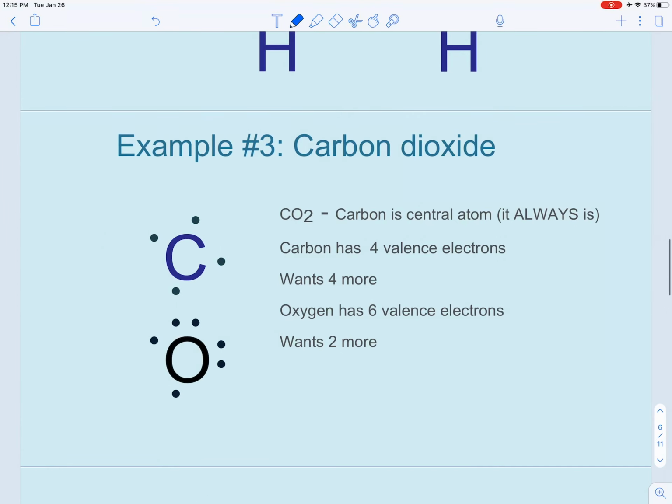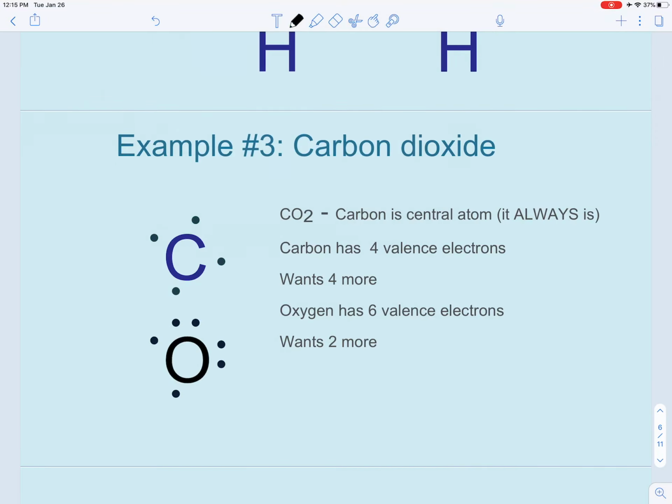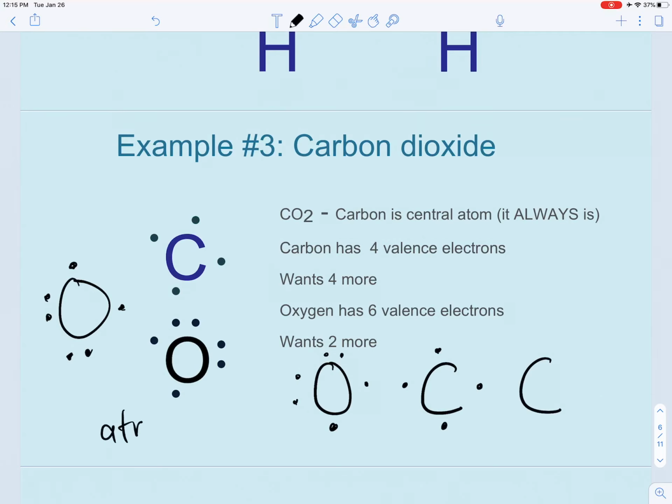Let's try carbon dioxide. So carbon dioxide here, I'm going to redraw these. So carbon is going to go in the middle. So carbon is usually the central atom. Oxygen, 1, 2, 3, 4, 5, 6. And again, make sure you're drawing each atom as well. So those are the atoms, and now I'm going to try to draw the molecule on the right side.